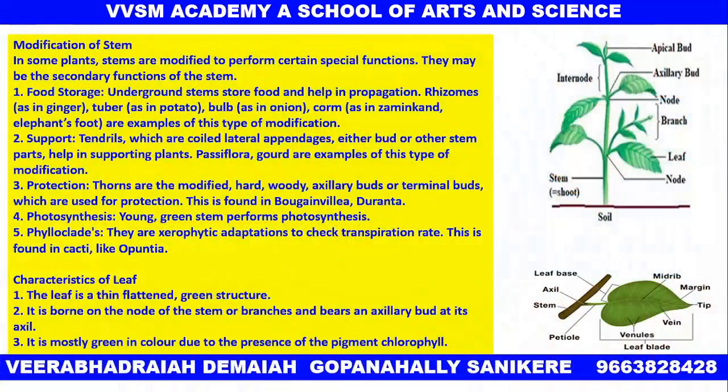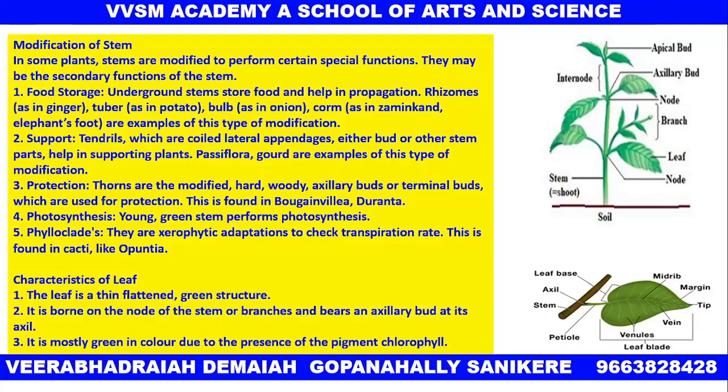Modification of stem. You know friends, the stem is modified for food storage. Underground stem stores food and helps in propagation. Rhizomes, ginger, tuber, etc., potato, onion. And for support, tendrils, which are called lateral appendages, either bud or other stem parts, help in supporting plants. Passiflora and grape are examples of this type of modification.